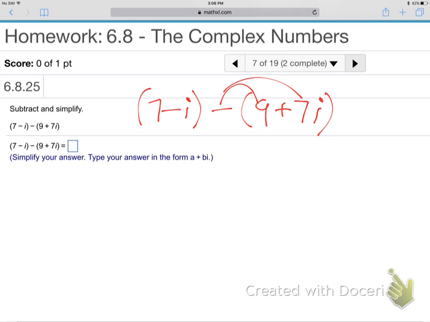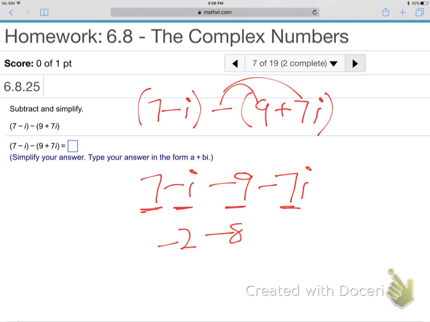Yeah, just do like terms. Just treat the i like an x. 7 minus 9 is negative 2. Minus i minus 7i is minus 8i, and we're done.